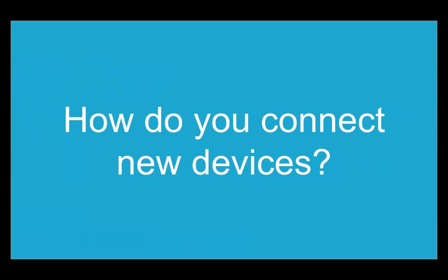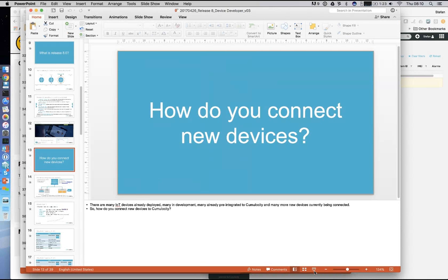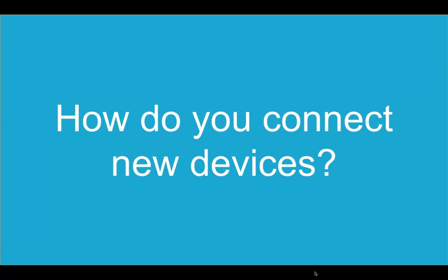So, there are many IoT devices already deployed, many in development, many already pre-integrated to Cumulocity, and many more new devices currently being connected. So how can you connect new devices to Cumulocity? I'd like to hand over to Stefan here. Yeah, thanks, Phil, for the introduction. So let's have a look at how we can integrate new devices and what is new in Release 8 in that respect.